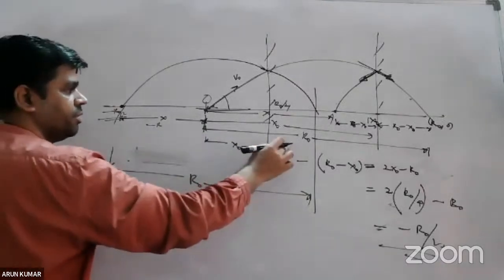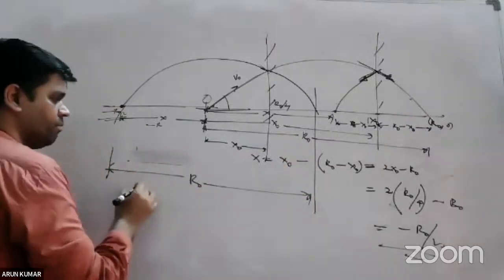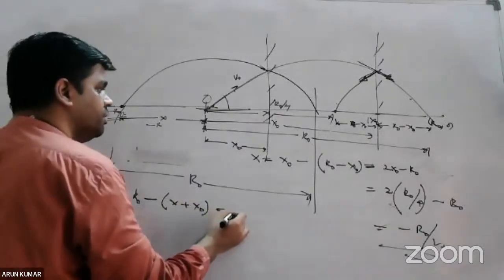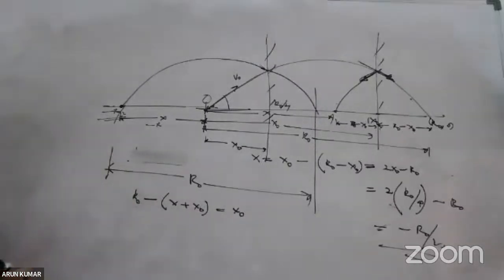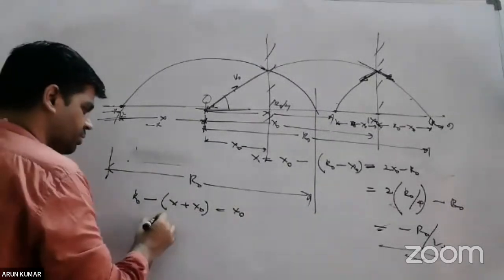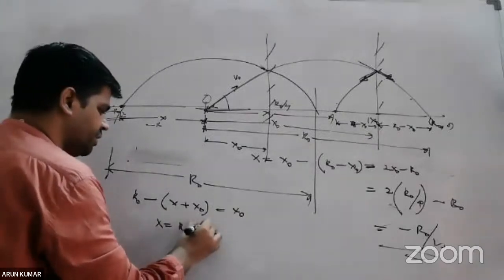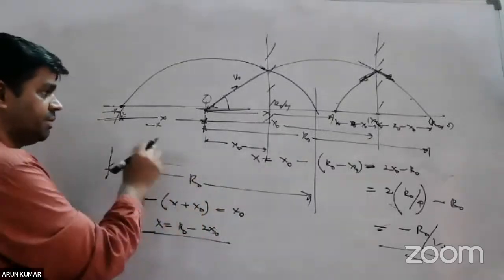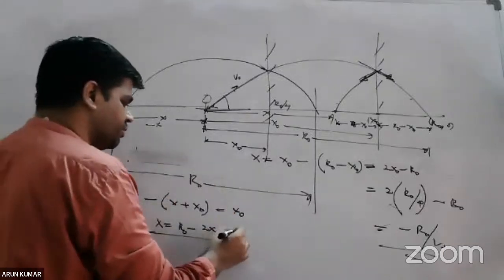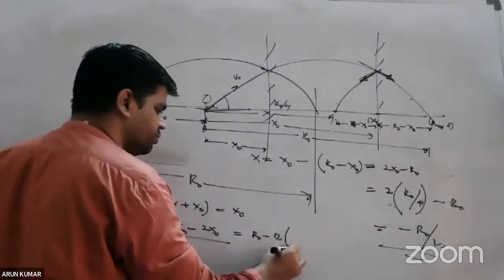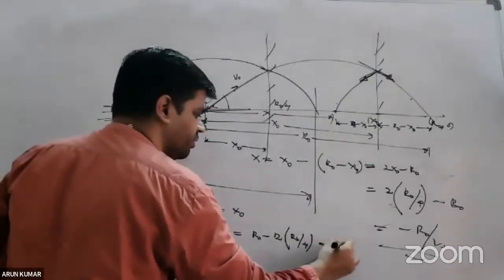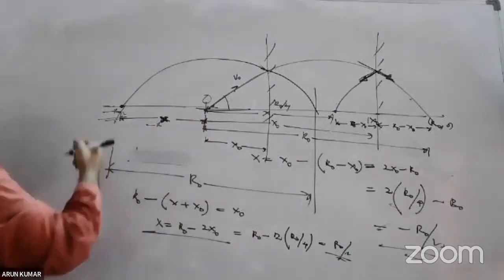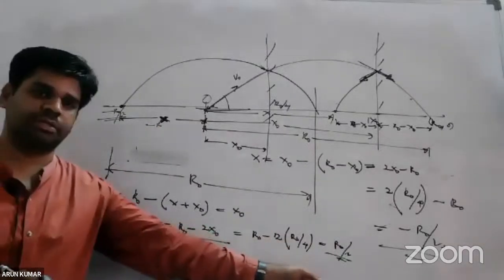x plus x naught plus this one is r naught. So r naught minus of x plus x naught is equal to x naught. So I'll have x is equal to r naught minus 2x naught. Look, the equation is now reversed, because I'm just talking about distances, that's why it came like this. I'll substitute x naught equal to r by 4, which gives r naught minus 2 into r by 4, which is equal to r by 2. So x is r by 2, but the coordinate will be minus r by 2 because it is left of the origin. So the length x is r by 2.